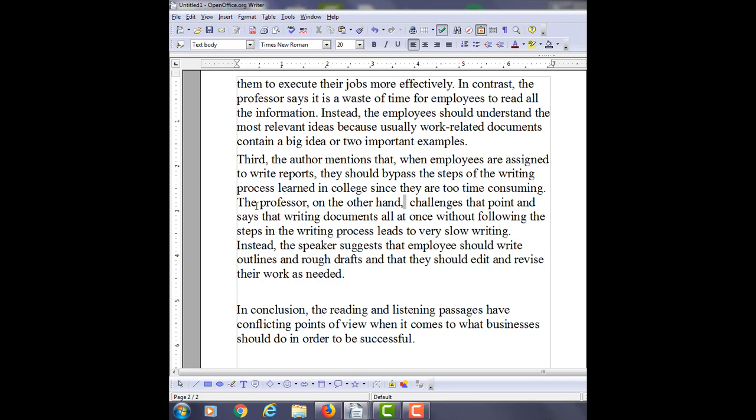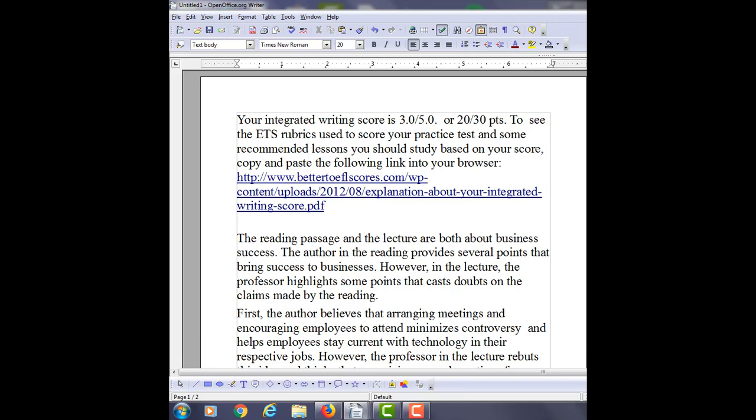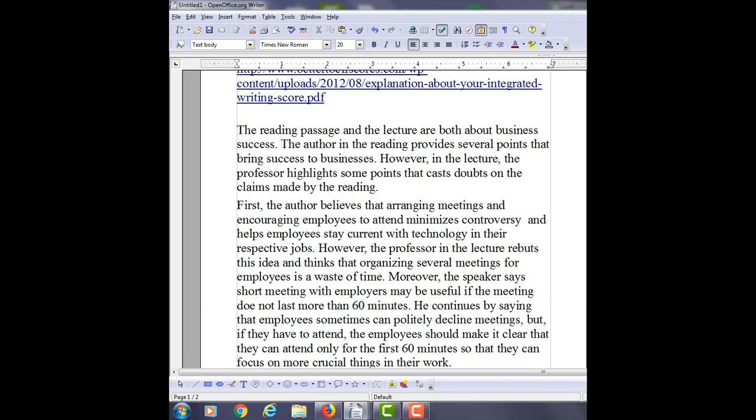Instead, the speaker suggests that employees should write outlines and rough drafts, and that they should edit and revise their work as needed. In conclusion, the reading and listening passages have conflicting points of view when it comes to what businesses should do in order to be successful. And there it is. So these are the changes that I suggest you make in order to get a perfect score of 5 on this writing practice test.